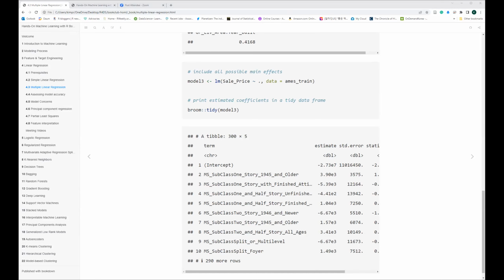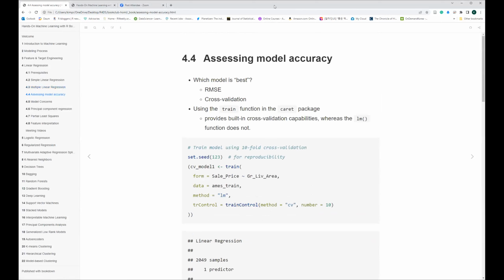Okay, so now we have covered the types of linear regressions. It is very simple, using only one predictor or maybe many predictors.